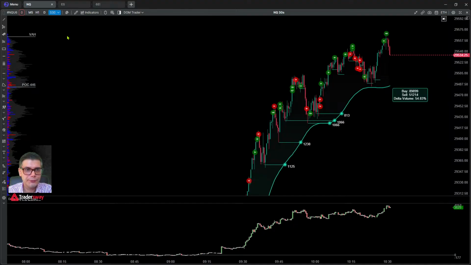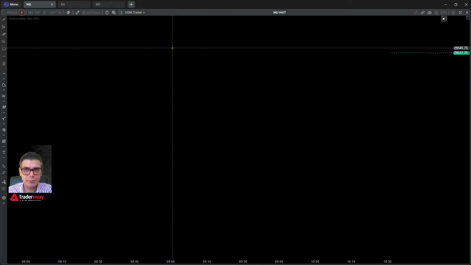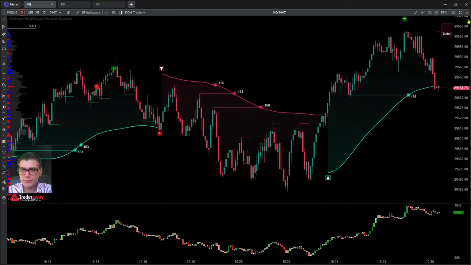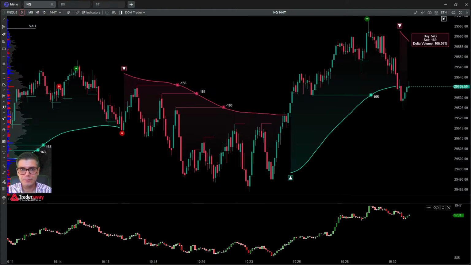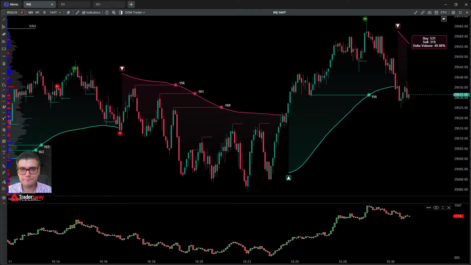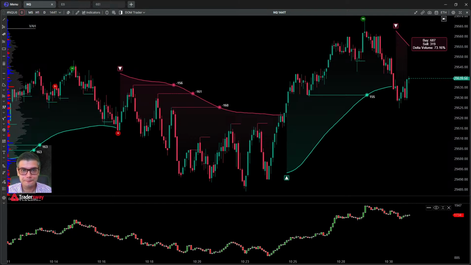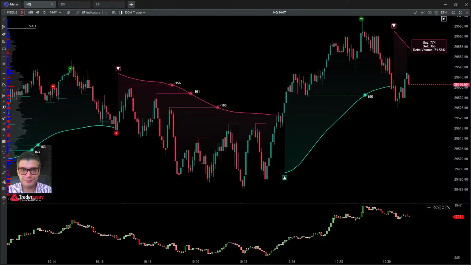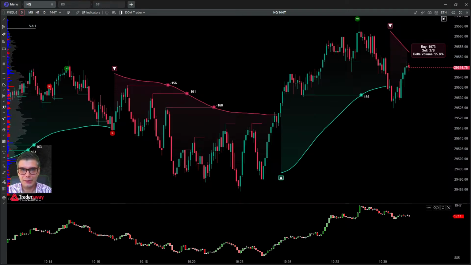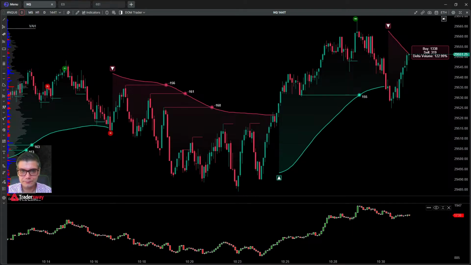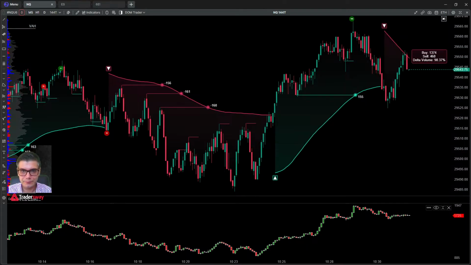Let's go back to 144 ticks because it gives a much faster signal. All right, 144 ticks gave us another sell signal. One moment. Let's see how this signal will play this time. Touch the upper band.